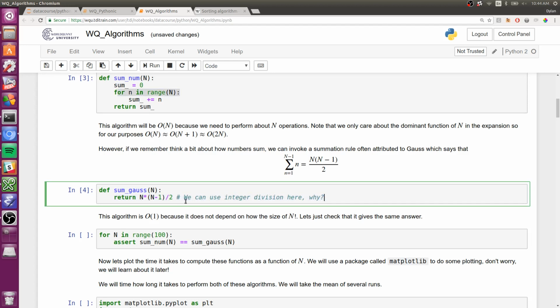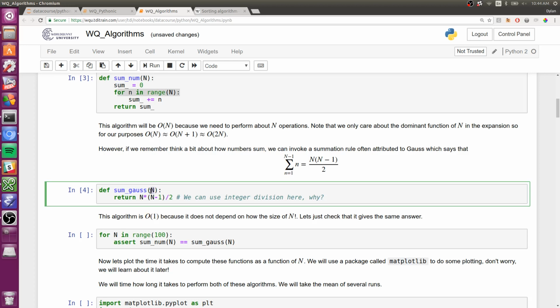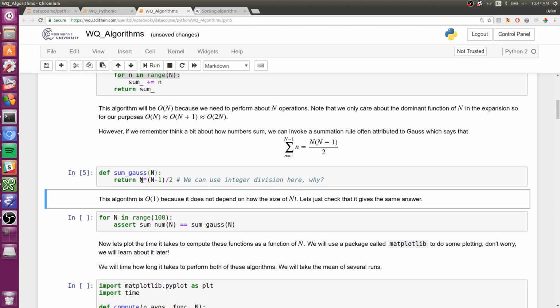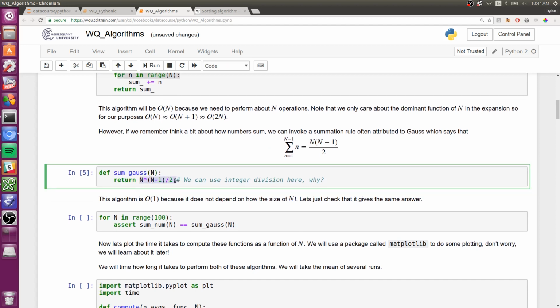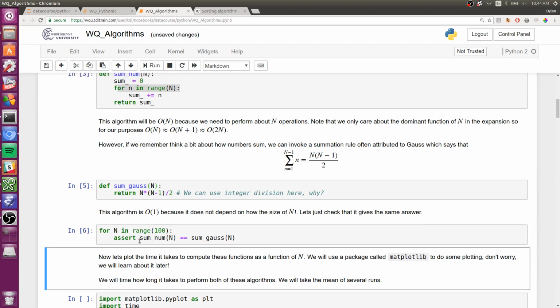So we would say this algorithm is order 1 time. No matter how big n is, our solution involves executing the exact same number of steps. It's a constant. So we also may call this constant time. So the number of steps I make does not depend on the size of the input. And these functions do the exact same thing. They give the exact same answer.